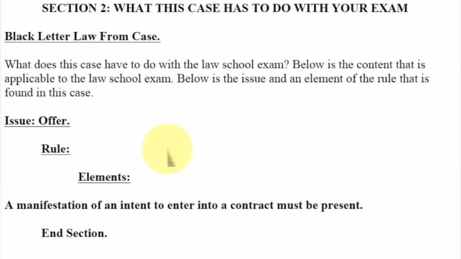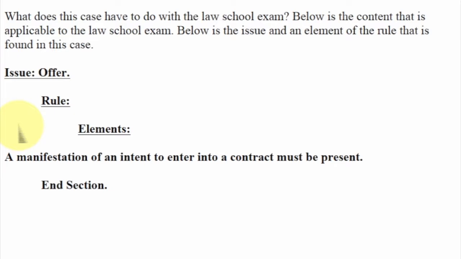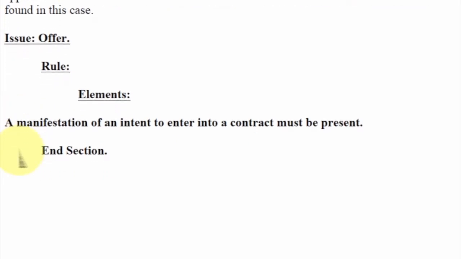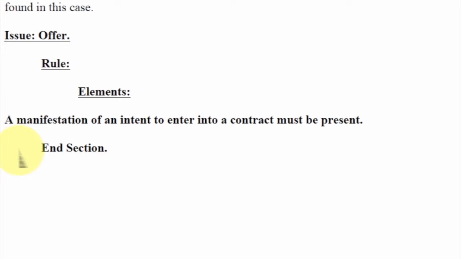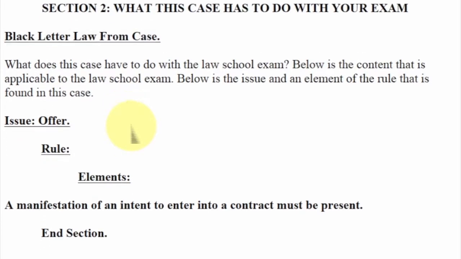Now let's get right down to section 2. What does this case have to do with the law school exam? Let's get right down to it. So you have the issue, what is an issue made of? You have the rules, and one of the elements there is that the facts must show that a party does have a manifestation of an intent to enter into a contract. So this is like the big picture. This is what you want to remember for your law school exam. But we'll be more specific as we go down these sections.